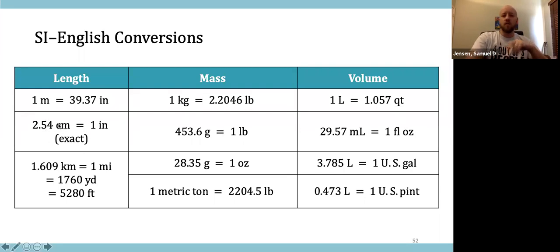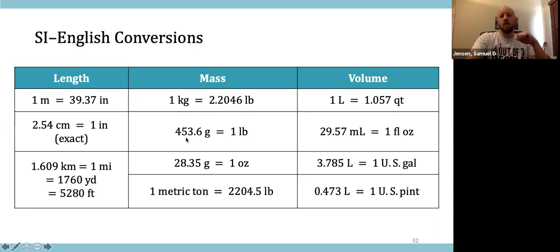So good units to have memorized: there are 2.54 centimeters in an inch. There are about 2.2 pounds in a kilogram. There are about 1.6 kilometers in a mile. And there are about 3.7 or 3.8 liters in a gallon. This is one that you see a lot, especially if you travel overseas and they're buying gas by the liter. And so you see the vast difference in price because they're paying by the liter versus the gallon.